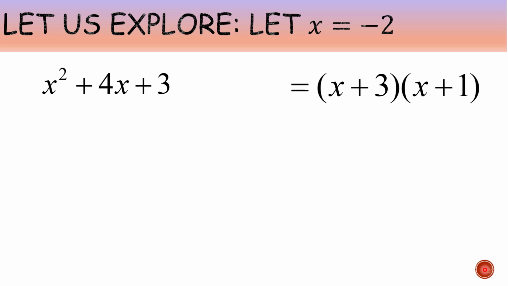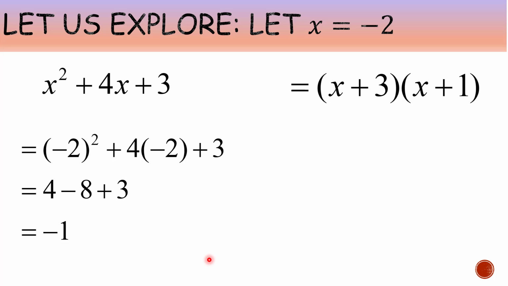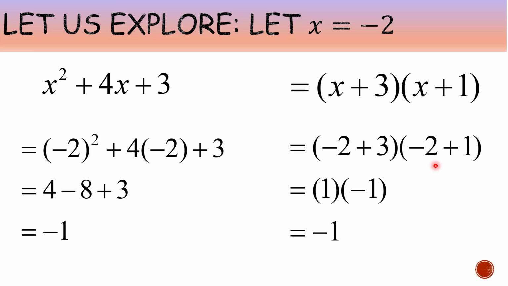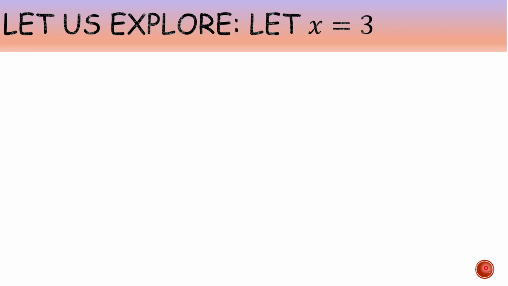Is this an identity? Well, if x is negative 2, this means it's 4 minus 8 plus 3. And 4 minus 8 is negative 4, plus 3 is negative 1. What about the right-hand side? This will be 1, and negative 2 plus 1 is negative 1. And this will also be negative 1. So you are correct. This equation is an identity.